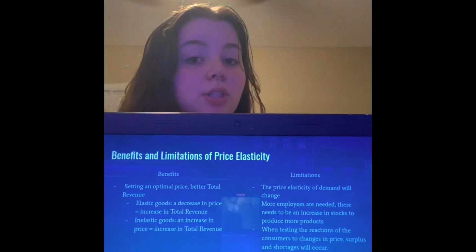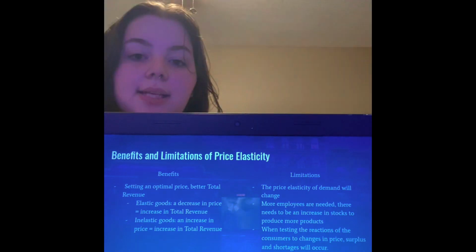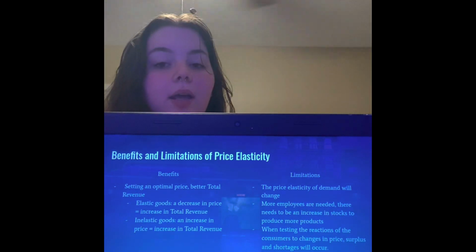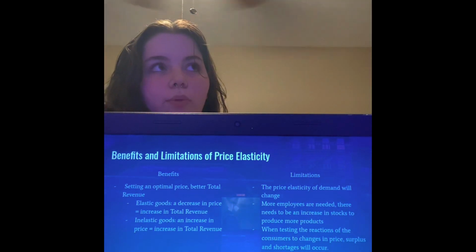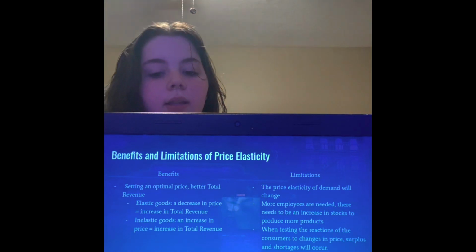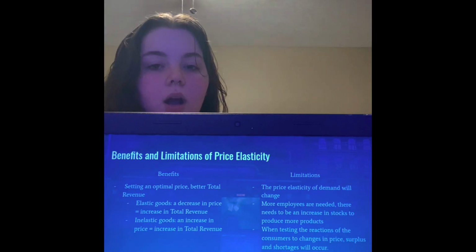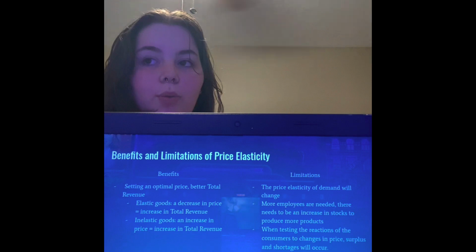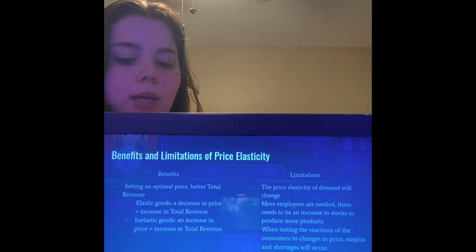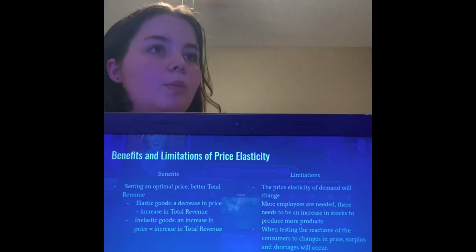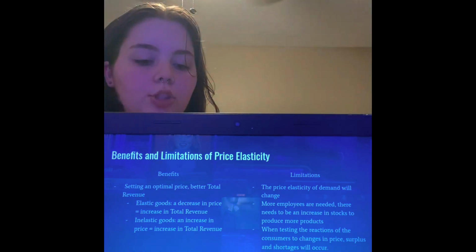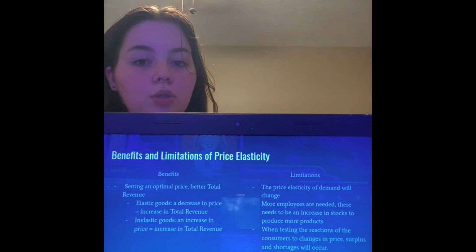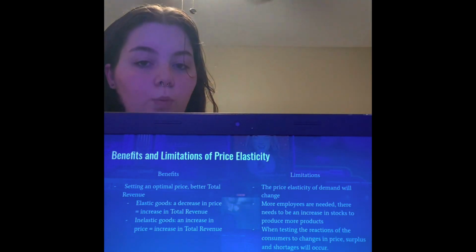But some limitations of this are that the price elasticity of demand will change, and because of this, more employees are needed because there is an increase in stocks, and so you need to produce more products, which causes you to need more employees. So basically, when testing the reactions of the consumers to changes in price, surplus and shortages will occur.